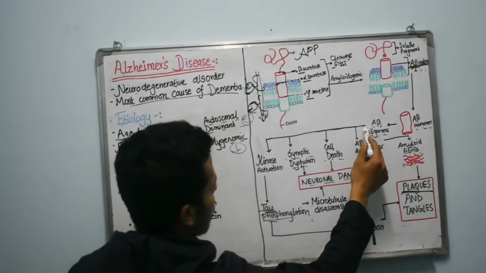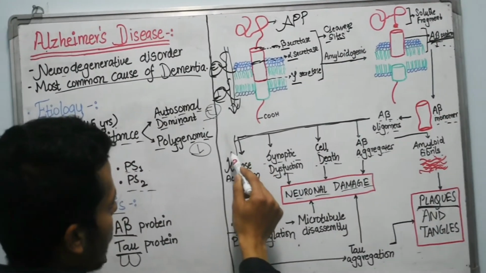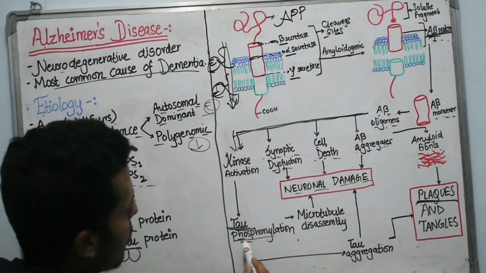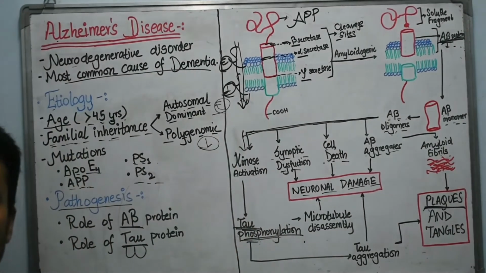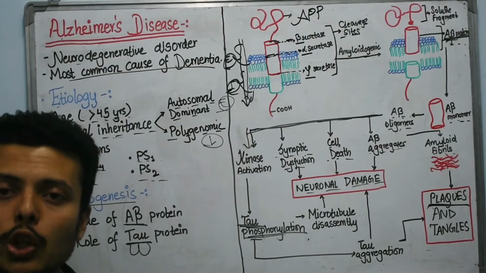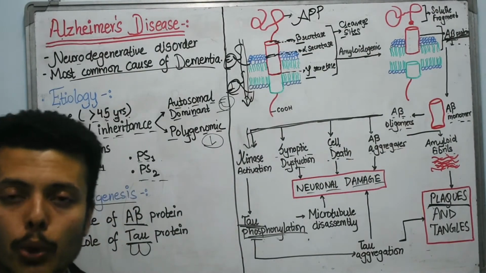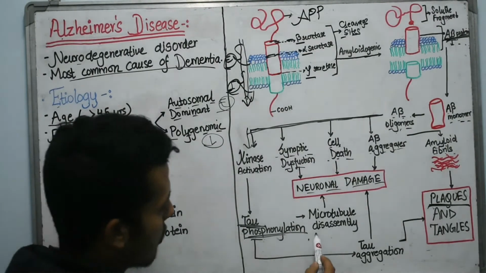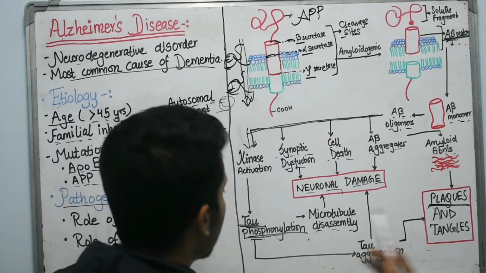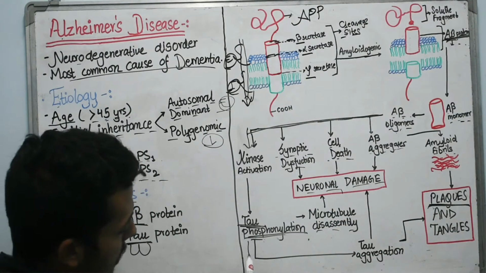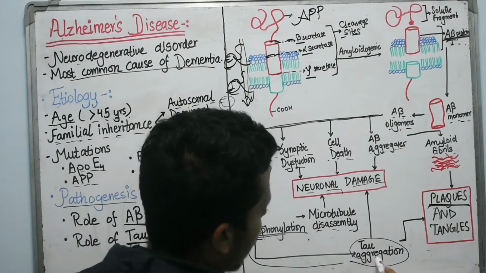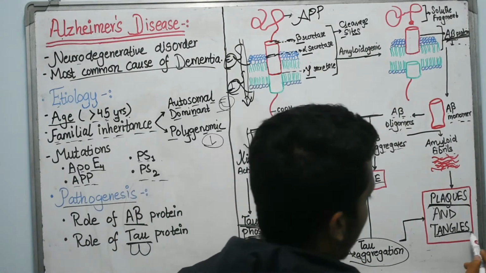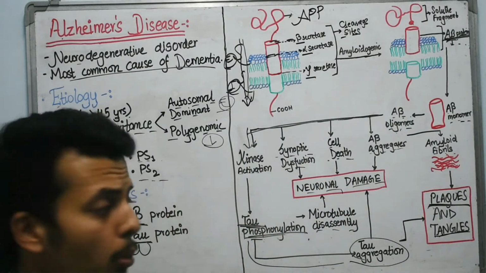Amyloid beta oligomers actually cause kinase activation, due to which there is phosphorylation of the tau protein. Due to the phosphorylation of the tau protein, the microtubule stabilizing function of the tau protein is lost, and that will cause microtubule disassembly and neural damage. Similarly, the tau phosphorylation will lead to tau aggregation, and the tau aggregation will lead to formation of tangles. And tangles are nothing but aggregates of tau proteins.